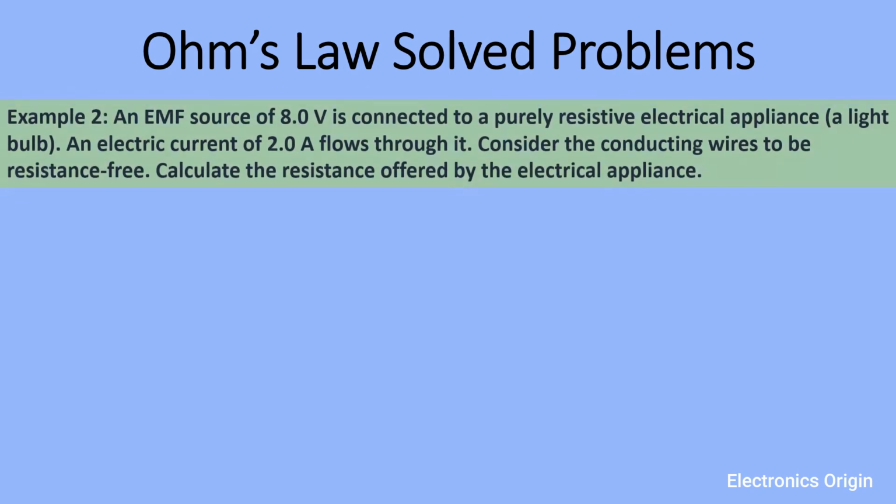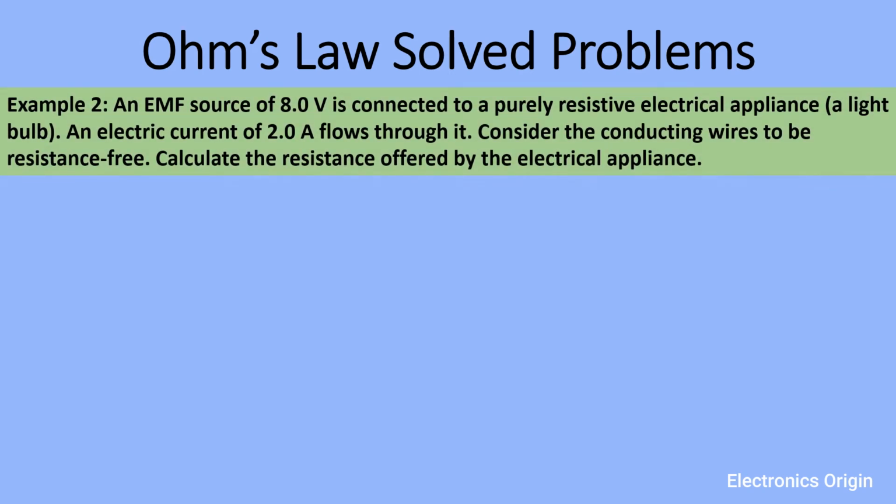Example 2. An EMF source of 8.0 volt is connected to a purely resistive electrical appliance like a light bulb. An electric current of 2.0 amps flows through it. Consider the conducting wires to be resistance-free. Calculate the resistance offered by the electrical appliance.